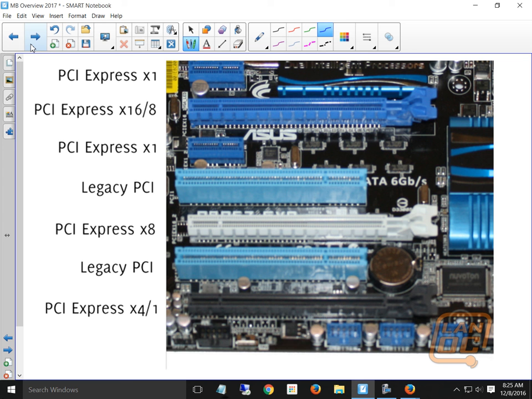So you can see here's the x1, x16 or x8. It does both speeds. This one's just an x8, and these are the regular PCI slots here. You can see the notches in the back versus the notch in the front on the PCI Express ones. And actually, this one does have a third one. It's kind of dark, you can barely see it down there. It only talks at x4, but again, it's a full size one.